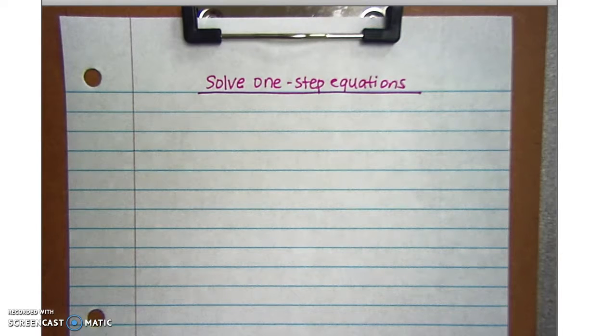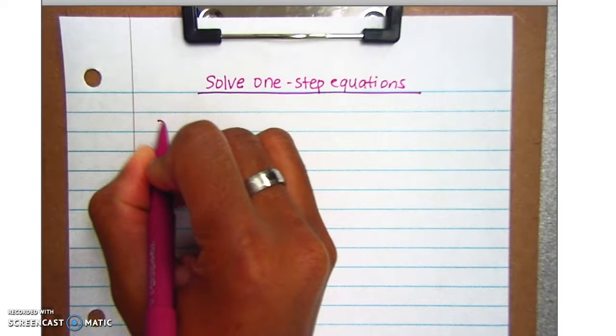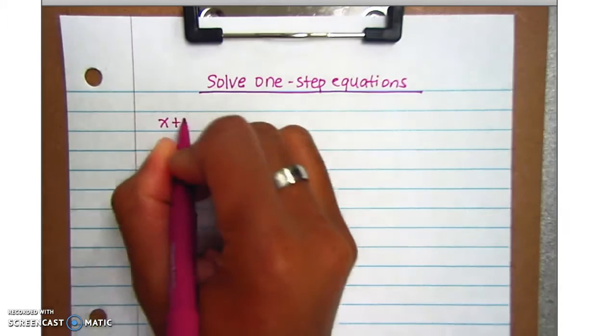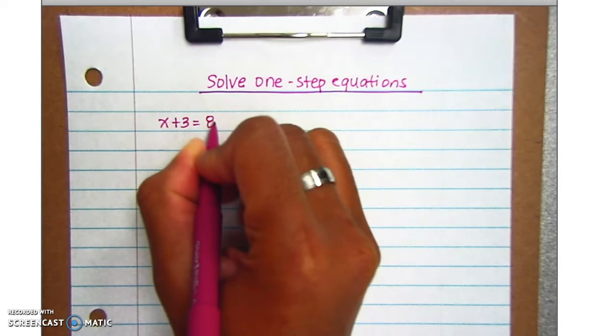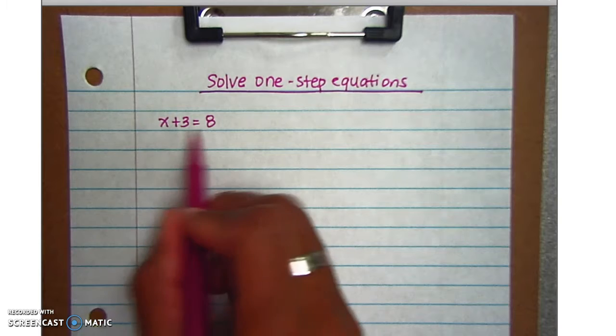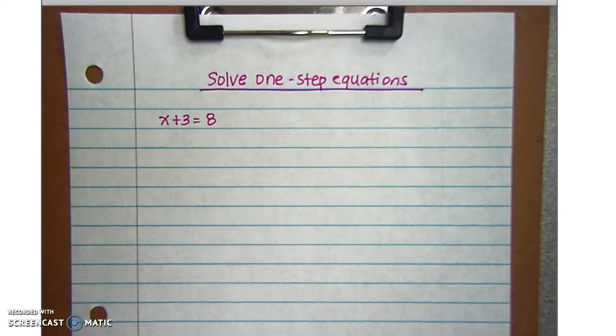And remember, one-step equations has a letter or a variable, and that's our unknown letter or unknown number, and then some extra stuff that we might need to do. Okay, so this right here is an example of a one-step equation. It takes one step to get to our final answer.